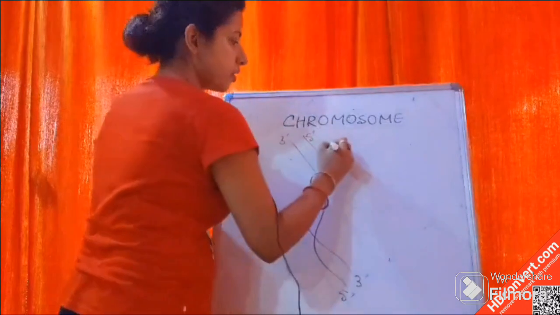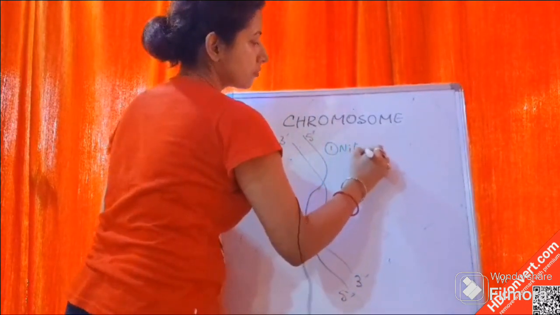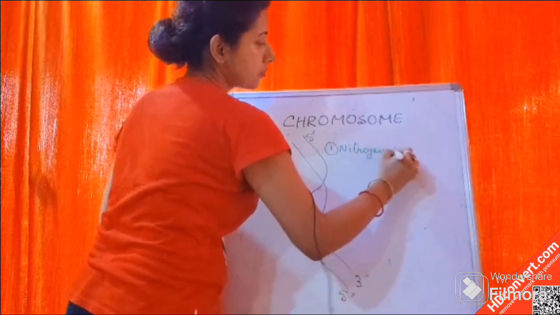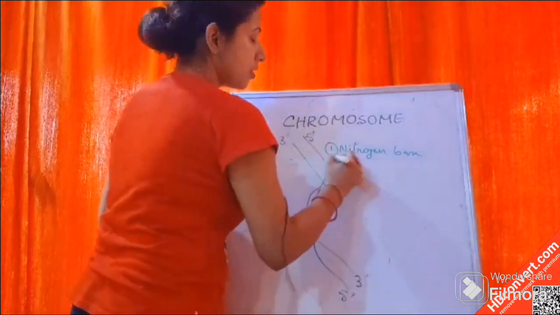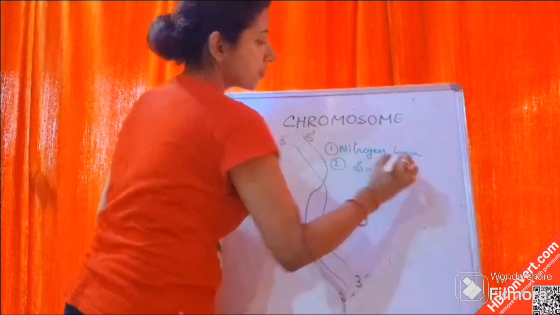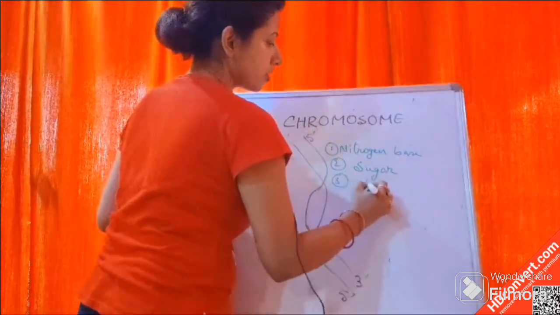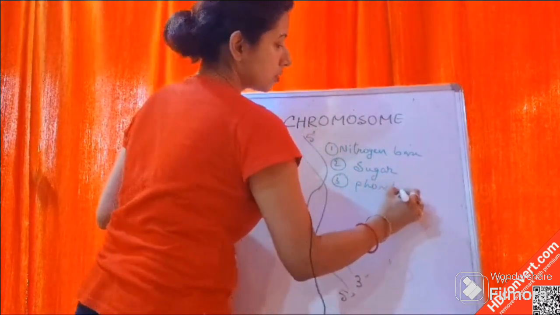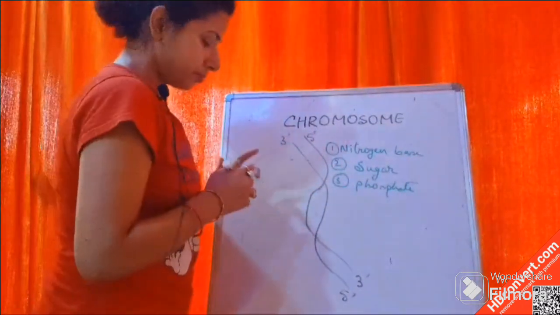So, I am writing here: nitrogen base, okay. Next one is sugar, it is pentose sugar, and the third one is phosphate. Let us draw.